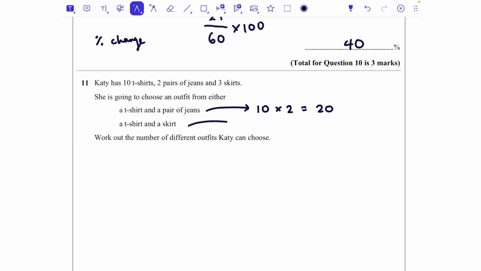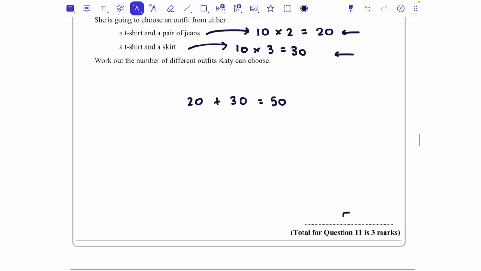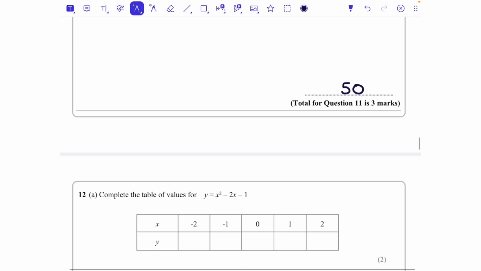Or she's going to go for a t-shirt and a skirt, which would be 10 times 3, which would be 30. Now, we don't want to times these values together. We're just saying it's either going to be this or this. And so what we're going to do is add those values together. So it's either going to be one of the 20 combinations for a t-shirt and a pair of jeans, or it's going to be one of the combinations for a t-shirt and a skirt. And we're adding those values together. So that is 50. 50 would be your answer there for 3 marks.